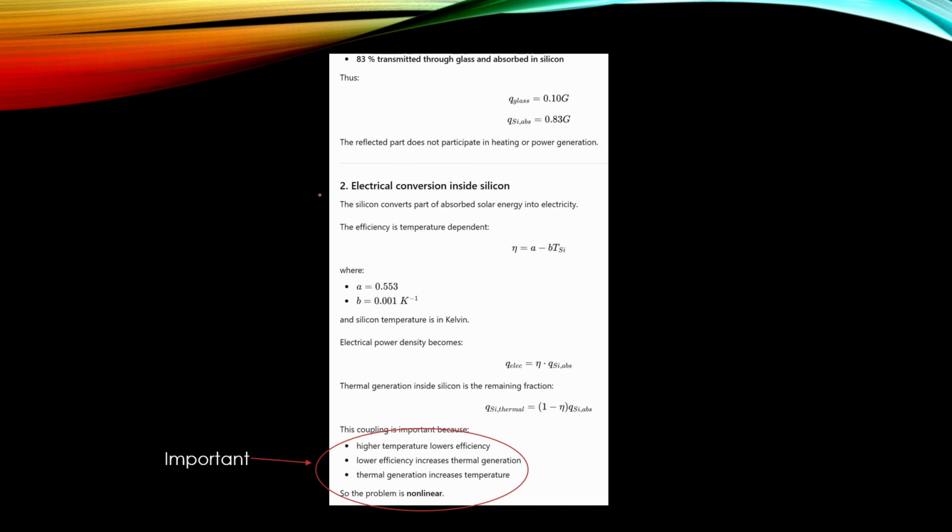Additionally, we need to take into account this electrical conversion inside silicon. The silicon converts part of the absorbed solar energy into electricity, and this efficiency is temperature dependent. And the remaining part will increase the temperature of our silicon layer. So we now have this kind of coupling, and we have a nonlinear problem. Higher temperature lowers efficiency, and lower efficiency increases thermal generation.